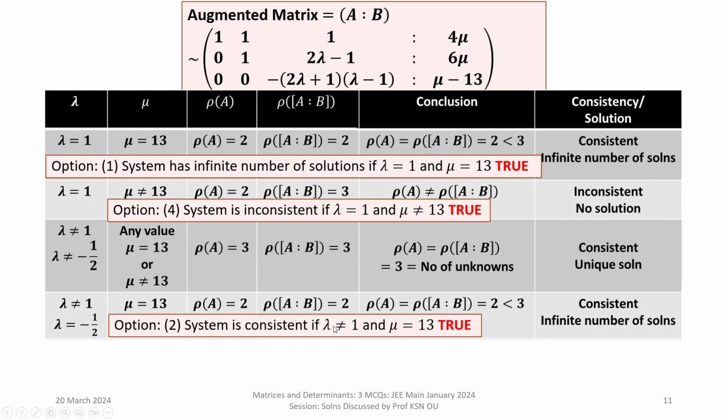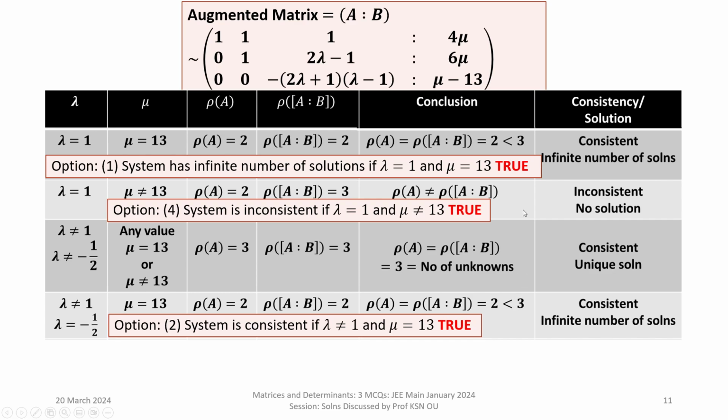Now let's look at option 2. System is consistent when lambda not equal to 1. Irrespective, lambda can be minus 1 by 2 or not equal to minus 1 by 2, whatever it is. So lambda not equal to 1 means you have to club these two cases. And mu is equal to 13. Yes, mu 13 or mu not equal to 13 is the first case, and in this one specifically mu is equal to 13. So if you club these two, lambda not equal to 1, mu is equal to 13, the system is consistent in this case. So this option is also true. So 3 statements have come in.